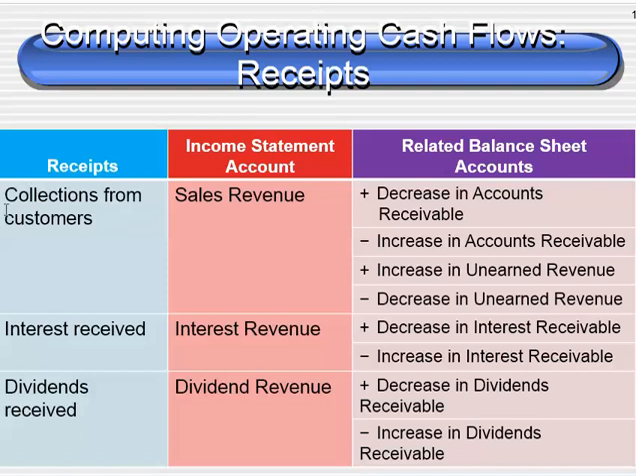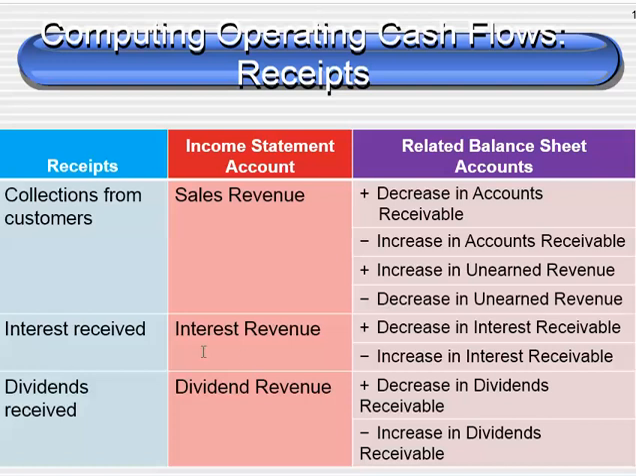So in order to determine the cash receipts or collections from customers, we first start with the income statement account, which is sales revenue here. And then we would add any decreases in accounts receivable or subtract an increase in accounts receivable. And then we would add any increases in unearned revenue, which is a liability, or subtract decreases in unearned revenue.